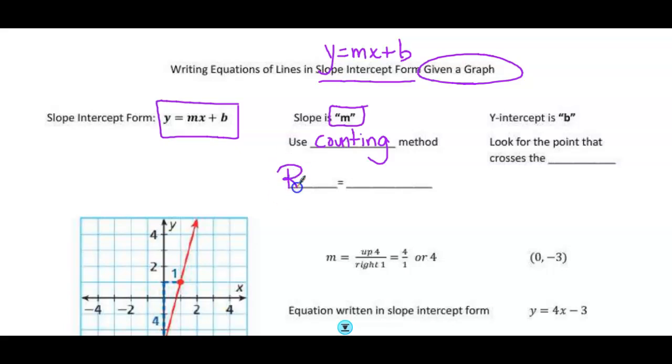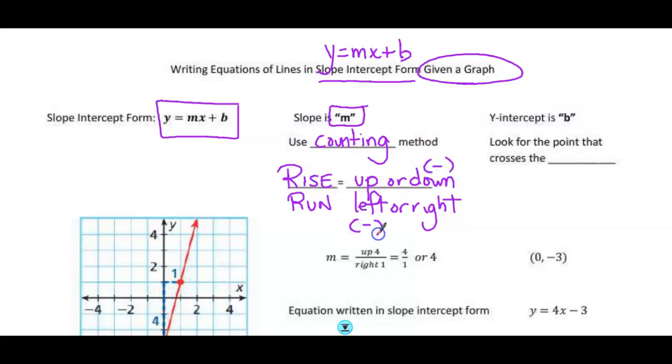So remember, this is the rise over the run. When you rise, you go up or down. When you run, it's left or right. You've written this several times now. And you should know which words are the negative words. Down is negative, left is negative, up is positive, right is positive. That's slope. So you're going to pick some points, use the counting method, you're going to find slope.